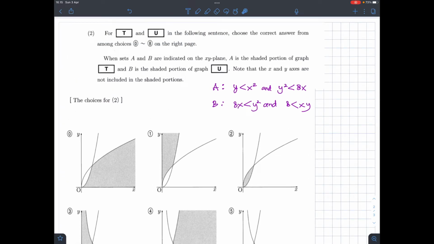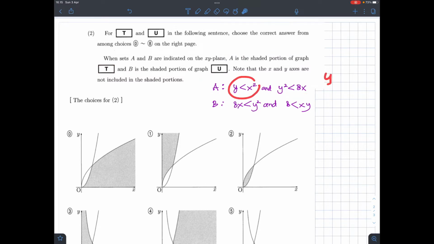Yeah, in the graphic form below. Okay, let's continue. When sets A and B are indicated on the xy plane, A is the shaded portion of graph T. Oh, so we need to draw like this. Yeah, we need to draw like this.